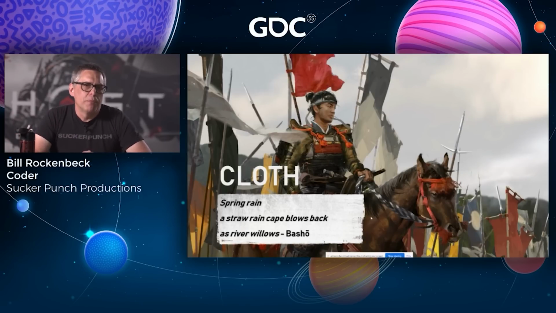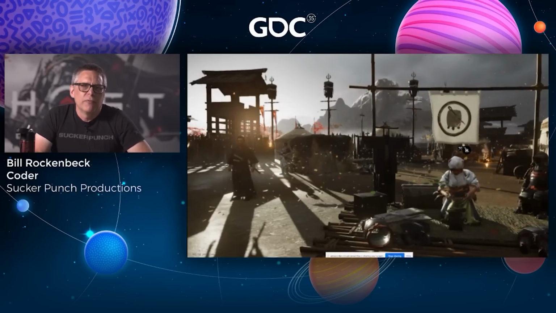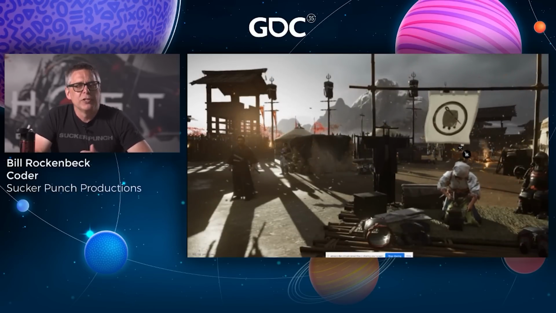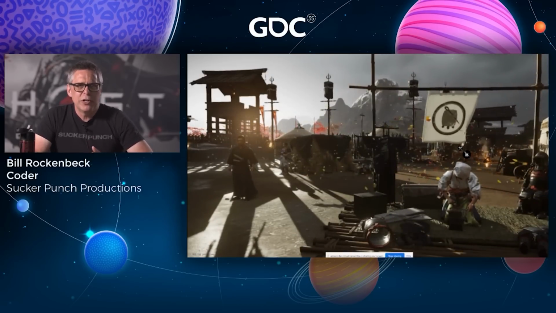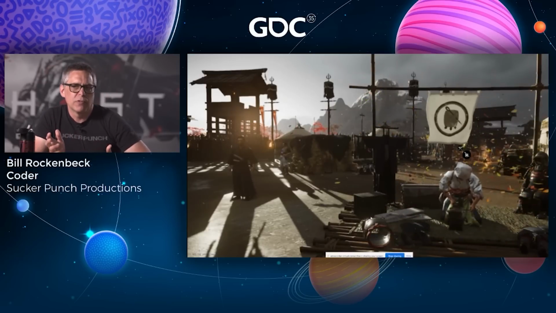Being set in old Japan meant that we ended up with a lot of cloth in the game. Armor, kimonos, those sashimono banners that the foot soldiers wear. We started off with a CPU cloth implementation left over from Second Son, which could handle a few characters, each with a few pieces of cloth.